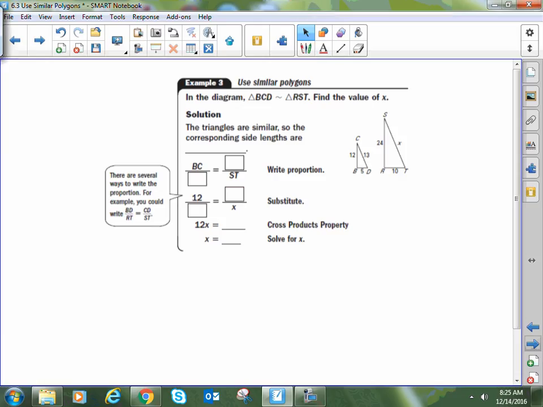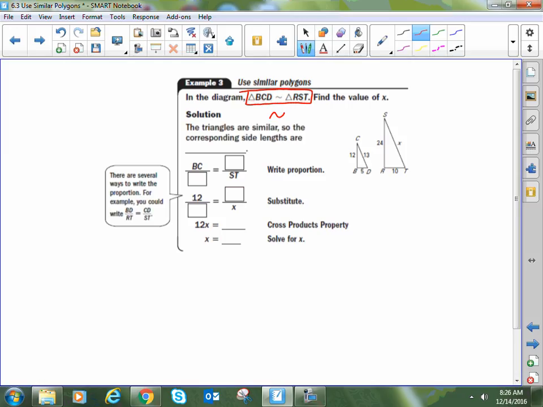The next example we're going to be looking at is pretty much what we've been doing. We're giving you similar figures and simply asking you to find the value of a missing side or a missing angle of some kind. In this case, they're telling us triangle BCD is similar to triangle RST. If you haven't picked up on it, that single wavy line is the math symbol for similar to. And what I put that red box around is what we would refer to as a similarity statement. There will be another diagram explaining that shortly.